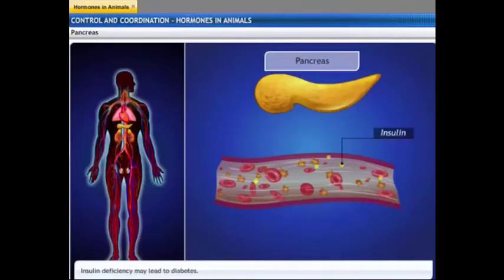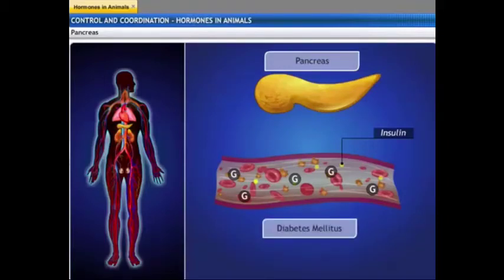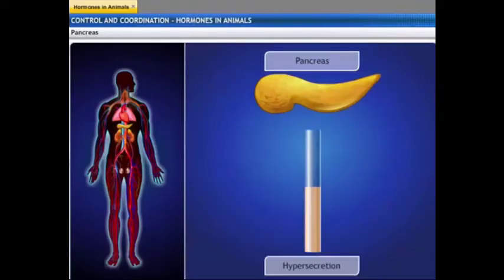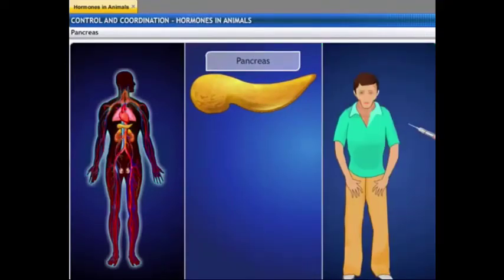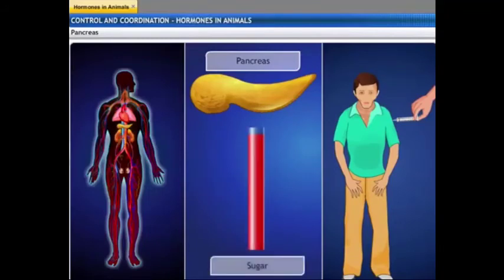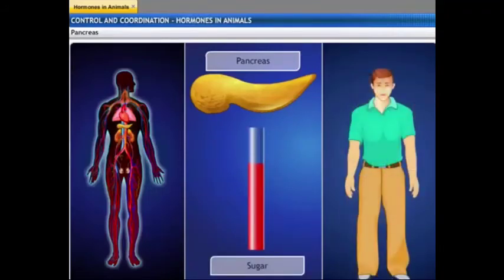If the insulin hormone is secreted in small amounts, the sugar level in our blood rises and causes a disease called diabetes mellitus. Hypersecretion of insulin causes hypoglycemia, sweating, and hunger. Diabetic patients may be given injections of insulin to control the sugar level in the blood.